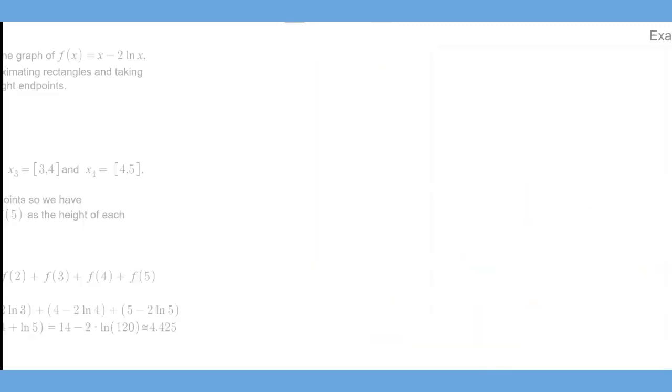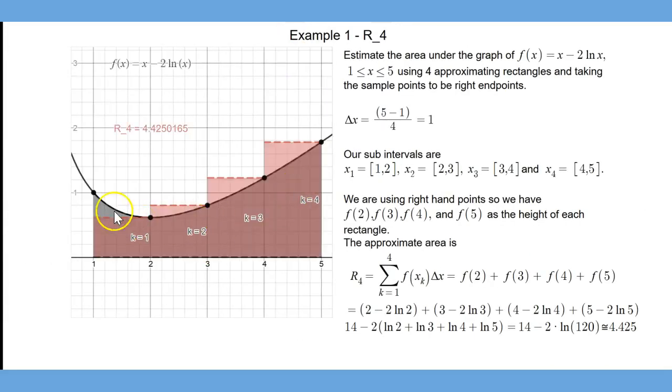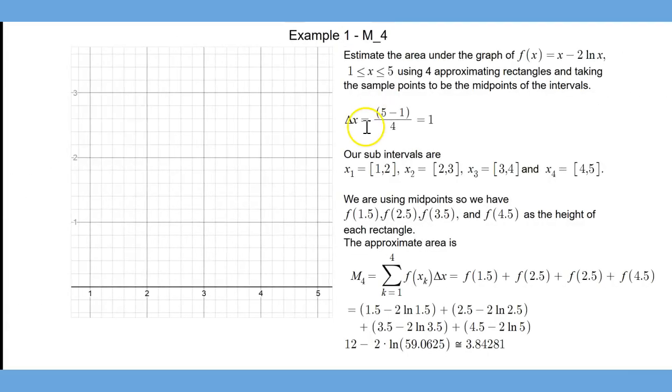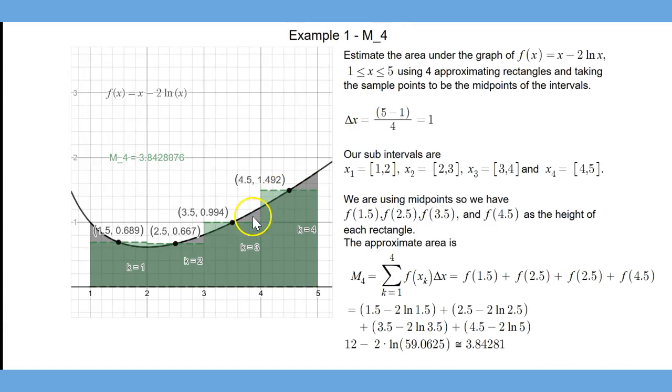Notice that we might get a better estimate with the midpoint, that there might be more left over for the right-hand estimate than the midpoint. It looks like there seems to be less overage here.